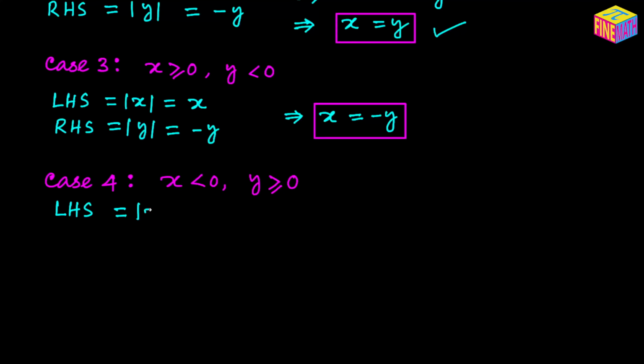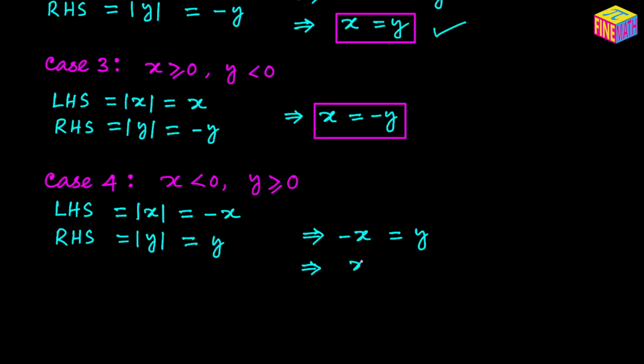Left hand side has modulus of x, and because x is negative it will come out as negative x, and right hand side has modulus of y, and because y is non-negative it will come out as y. The original condition says that modulus of x is equal to modulus of y, so our observation is that negative x is equal to y, and if we multiply both sides by negative 1, then the left hand side will become positive x and the right hand side will become negative y.